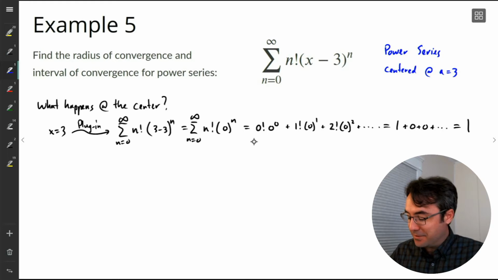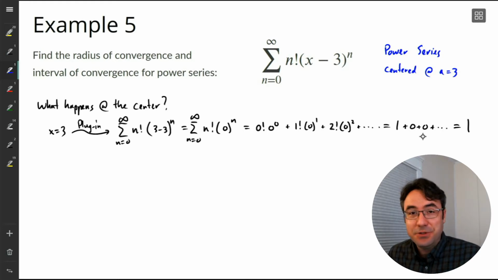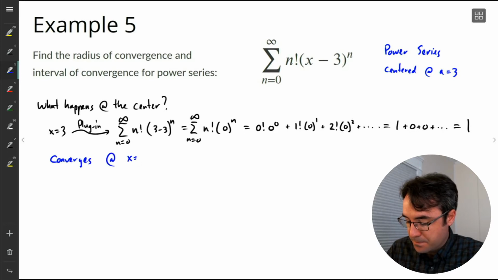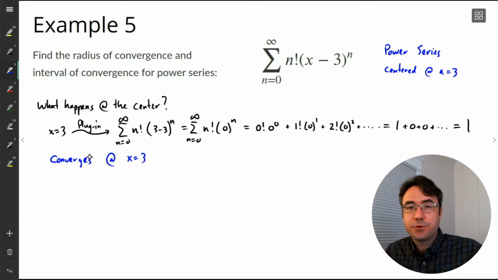So the fact that we can actually do the sum here, we can actually find the sum, tells us that this series converges at x equals 3. And this would be true for any power series. We're always guaranteed to have convergence at that center value.